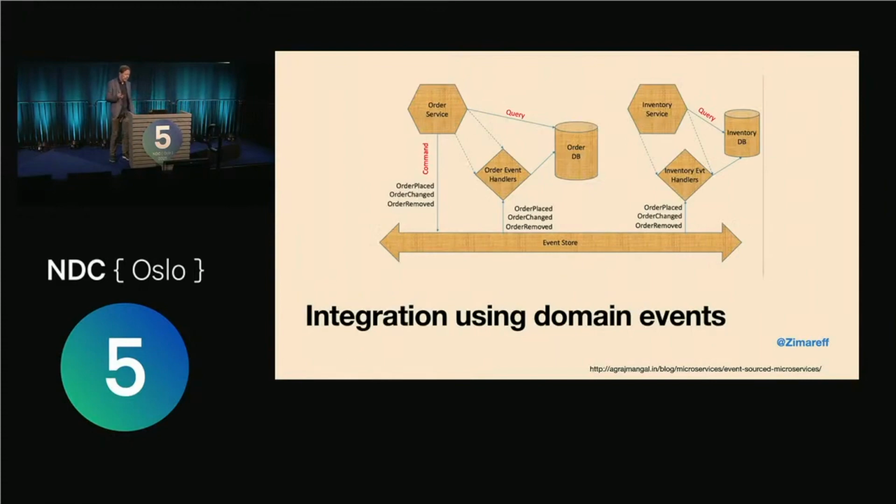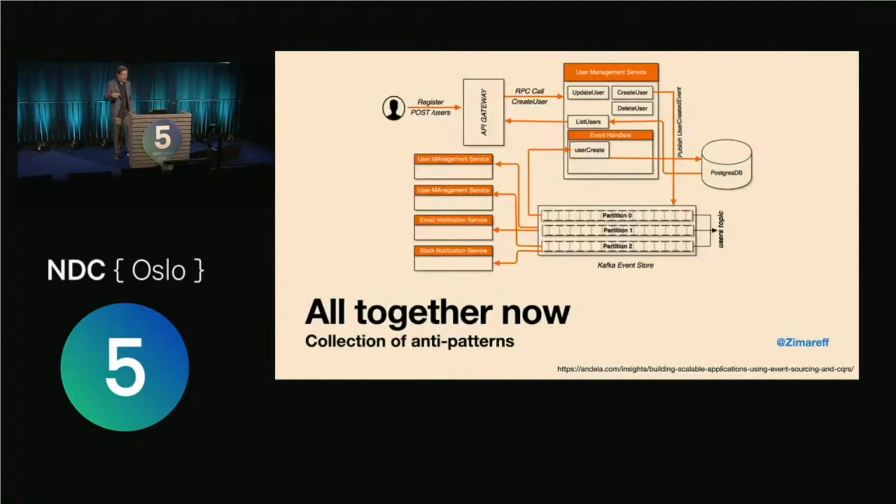And these guys integrate using domain events, which is an anti-pattern on its own. This is like why event sourcing is bad for microservice integration. And this is just everything, a collection of anti-patterns in one place. And you can hence from the colors that it's somehow close to the AWS world.